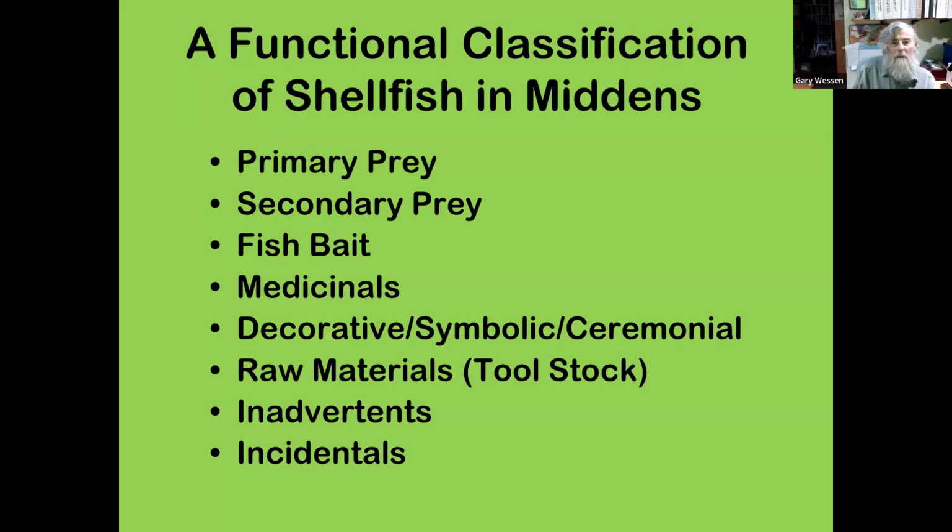The types that I put together are, first off, primary prey. Primary prey species are species a shellfish collector is going out for in his mind. That's what he's thinking he's going for. He's going for butter clams. He's going for California mussels. He's going for steamer clams. He has particular target prey in mind.